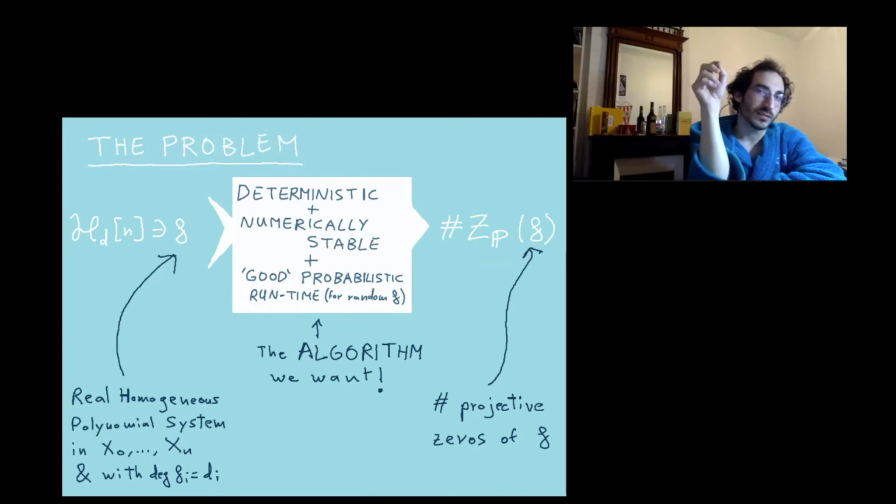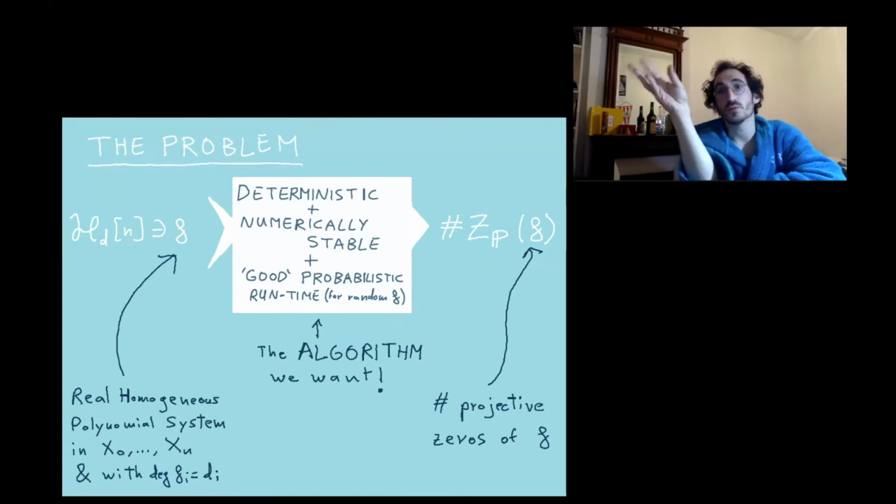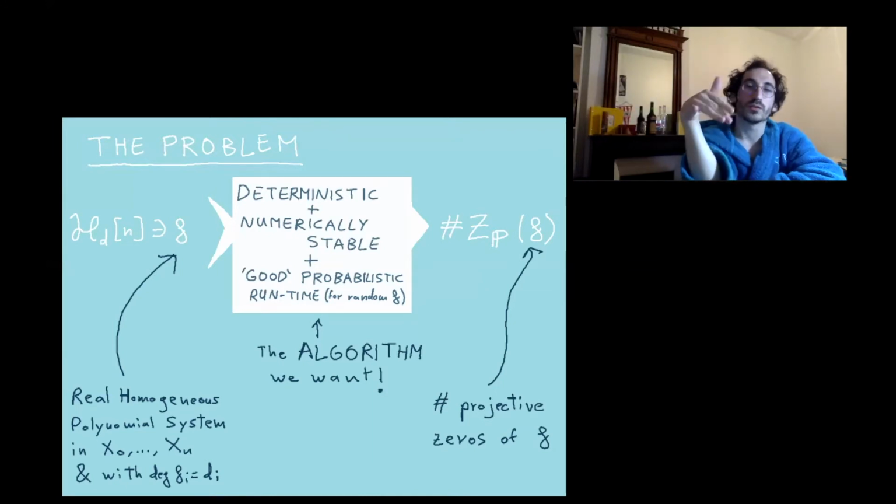Note that this last condition, when we randomize the input, is necessary because as this algorithm will be a numerical algorithm, we can expect that the runtime will depend on the input through the condition number. So in order to get a uniform bound of the runtime, it will be needed to randomize the input.